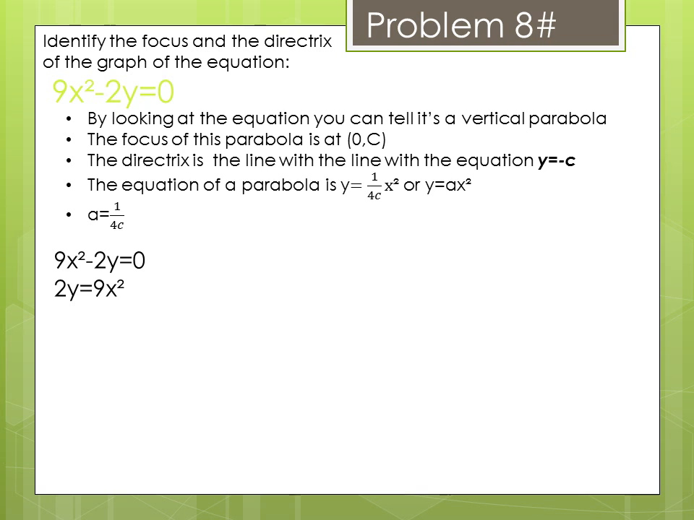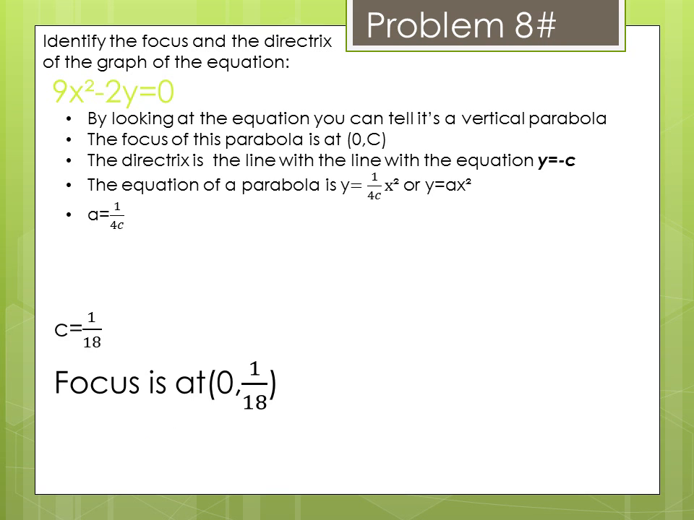I'm going to try to isolate the y variable, so I'm going to put it on the other side so that 2y is equal to 9x squared. And I'm going to divide the whole thing by 2 so that y is equal to 9x squared over 2. A is going to be equal to 4.5. And 4.5 is equal to 1 over 4c. I multiply by 4c, which gives me 18c is equal to 1. And c is equal to 1 over 18. So the focus of this parabola is going to be at 0, 1 over 18. And the directrix is going to be at x is equal to negative 1 over 18.